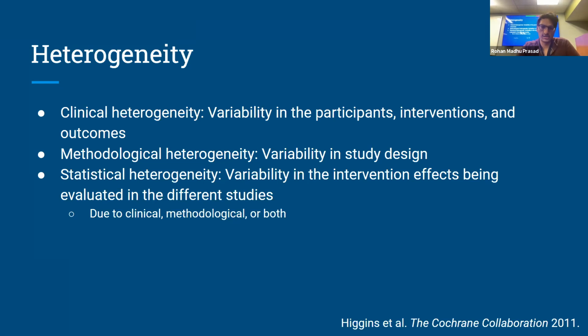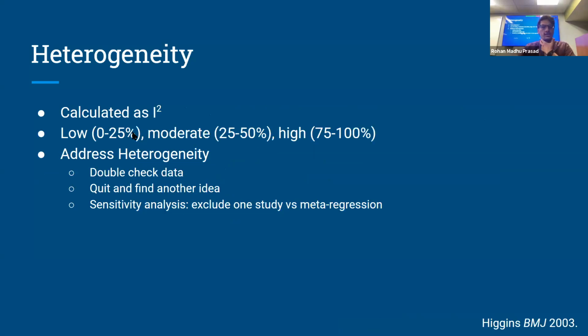Statistical heterogeneity is going to be variability in the intervention effects being evaluated in different studies. So that could be due to clinical, methodological, or both types of heterogeneity. So it's basically a sum. Like I said, heterogeneity is indicated as I2, and there are 3 different scores. Low is 0 to 25, moderate is 25 to 50, and then high is 75 to 100.